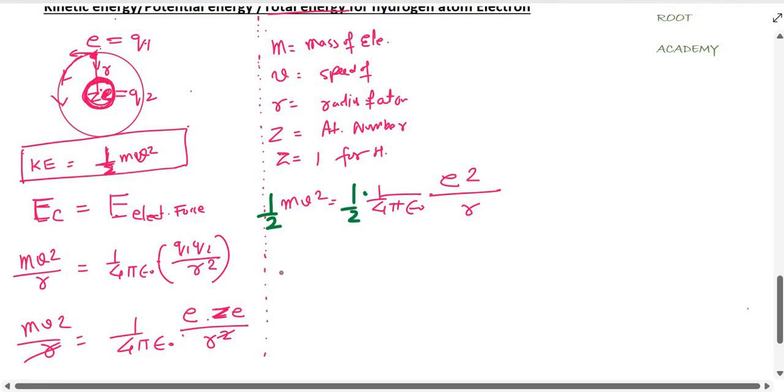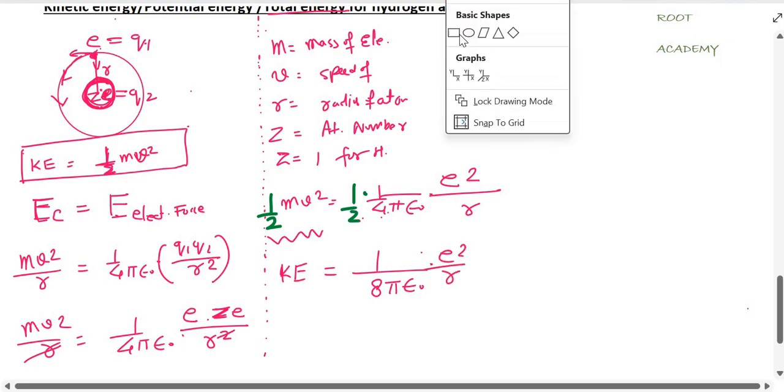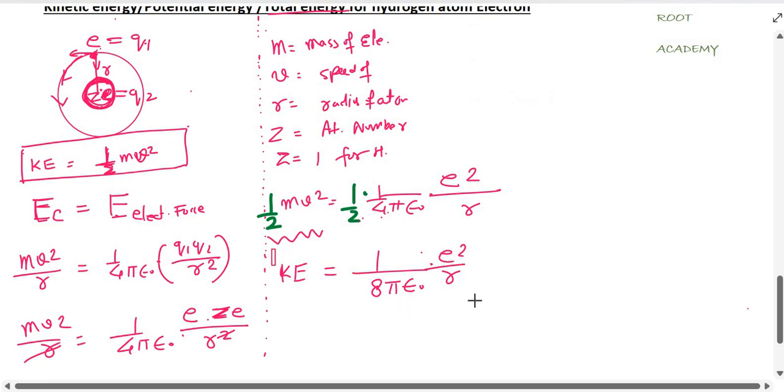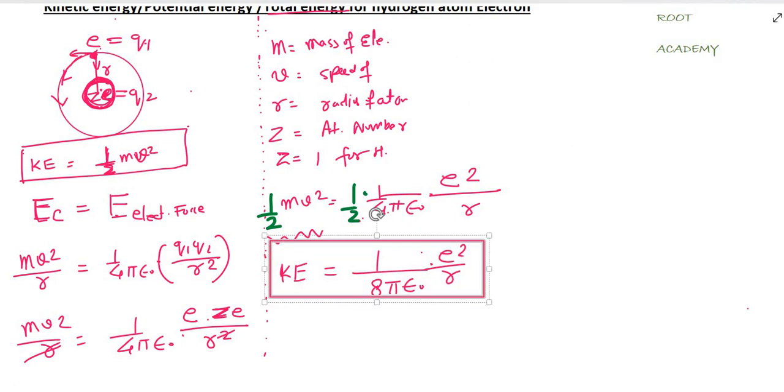Yes or no? So this will become kinetic energy. Half mv square is kinetic energy, and it is this into this. What is it? E square by 8 pi epsilon naught r. So this is my kinetic energy. This is a good, important formula, and easy.